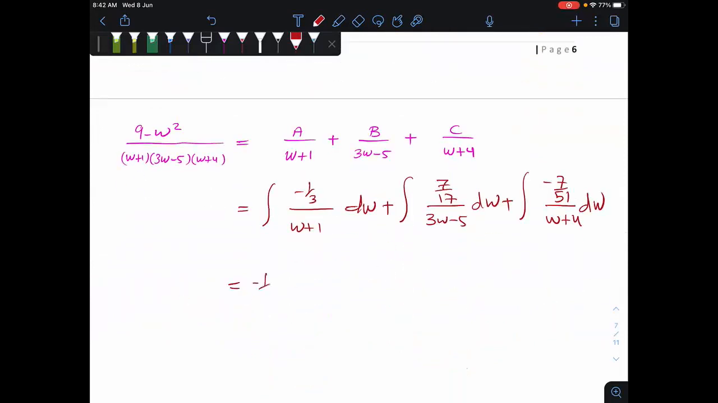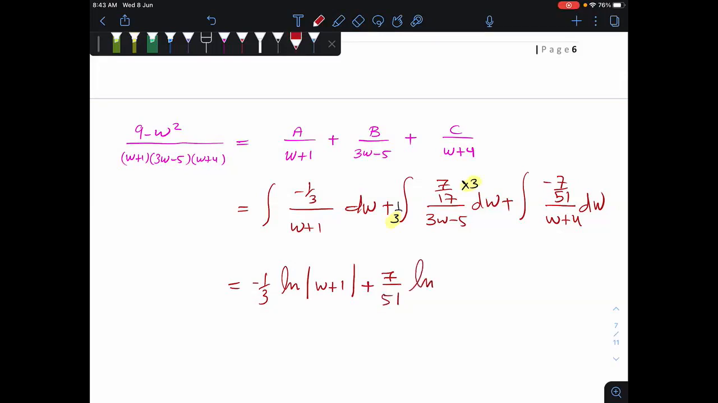The first part, -1/3 ln absolute value of W plus 1 plus 7 over 17, and we should multiply here by 3 and divide by 3. Why? So that the numerator is the derivative of the denominator. Okay, so multiply up and down by 3. So we have not 17 now. 3 times 17 is 51.